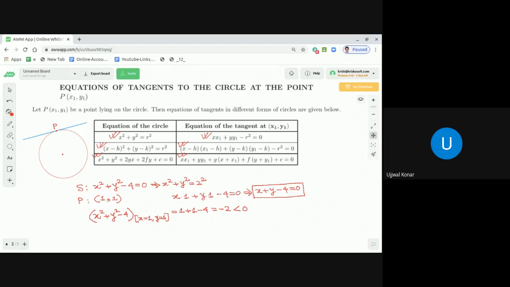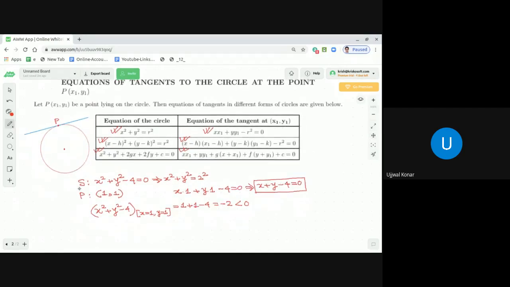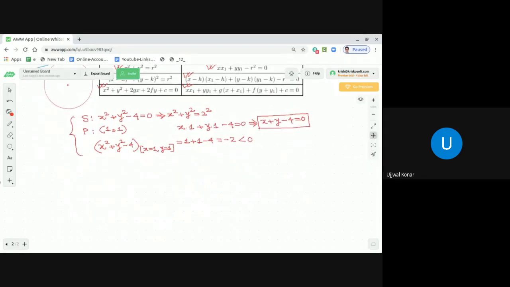Here we see one example where the point 1 comma 1 is not at all on the circle. It is inside the circle. So we should not blindly write the equation of the tangent to the circle as x plus y minus 4 equal to 0. Before I proceed further, I can show you the relevant notes so that you can read them and make more sense out of it.